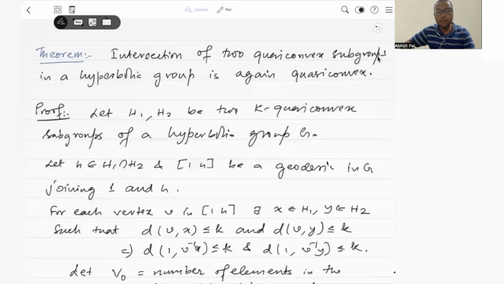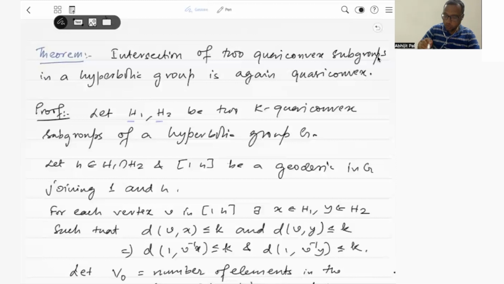Hello, in this lecture, we'll prove that the intersection of two quasi-convex subgroups in a hyperbolic group is again a quasi-convex subgroup. And using it, we'll prove that a hyperbolic group cannot contain an abelian subgroup of rank greater than or equal to 2. So first, let us prove this theorem.